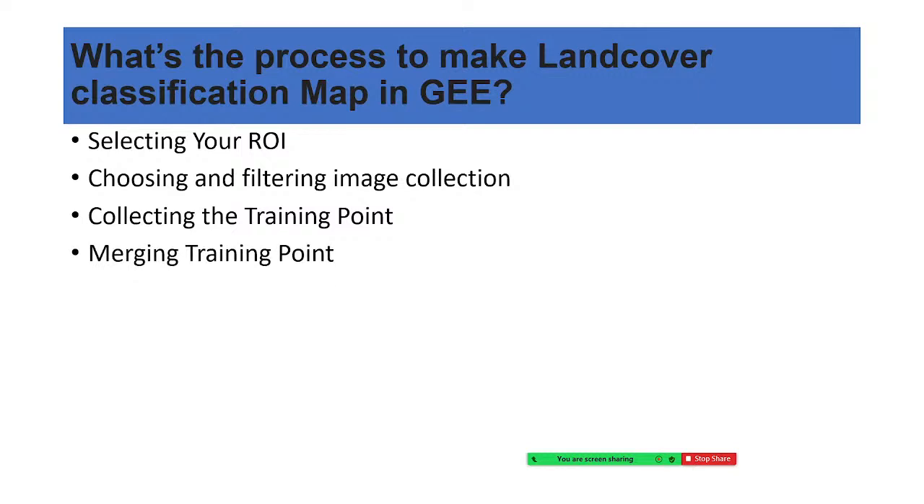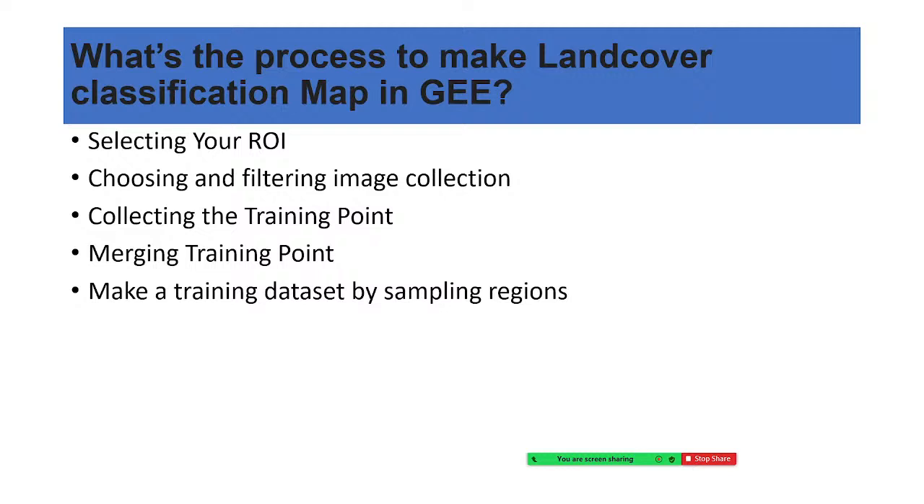Suppose for every feature, water, urban, built up, vegetation, bare land or other, you can just merge all of the training points. Then you need to make a training dataset by using the image pixel values. So for every pixel value we make the training dataset, at this point. Then you need to create the classifier.